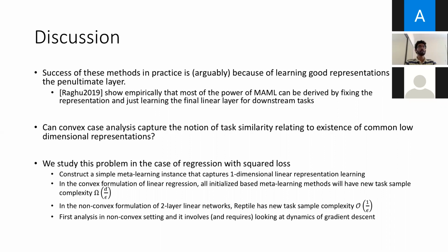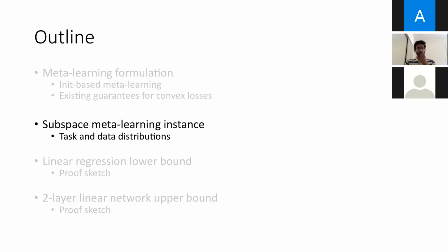Okay. So now I'll describe this meta-learning instance that we constructed. It's very simple actually. Then I'll describe the lower bound for the linear regression and then the upper bound for two-layer linear networks. And we'll see how much of the proofs we can get into.